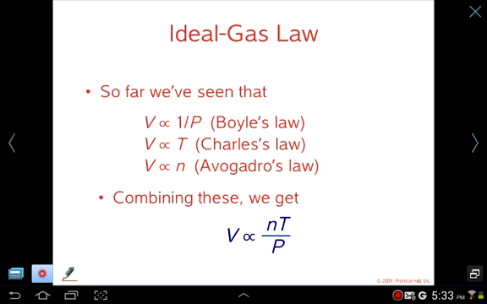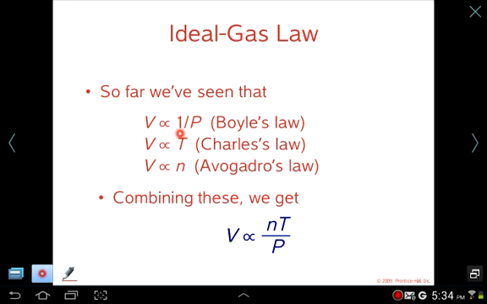Recall that Boyle's law explains that volume and pressure are inversely related, and here we can represent that using this symbol that just means in general related to one another. This is kind of like the equal sign, but the qualitative version of the equal sign. In order to have an equal sign, we have to have a constant in there.